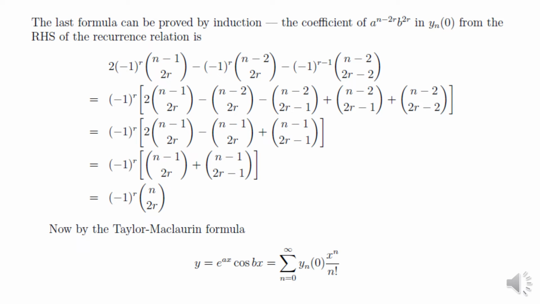Now we will see the coefficient of a to the power n minus 2r and b to the power 2r in yn at 0.